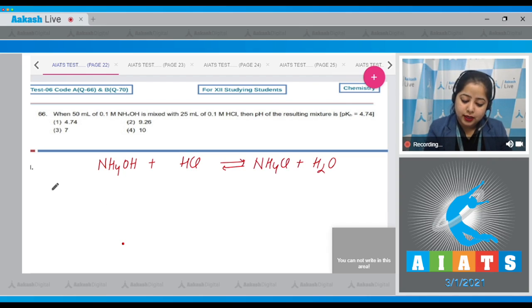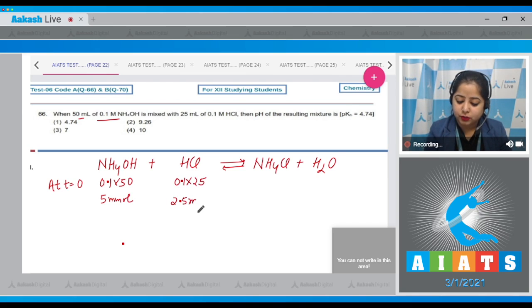Here at t equals 0, 0.1 molar NH4OH, 50 ml is taken. So 0.1 into 50, that means millimoles of NH4OH is 5. So 5 millimoles I'm writing here. And the millimoles of HCl is equal to 0.1 into 25 ml, which is 2.5 millimoles. Initially, there is no product.